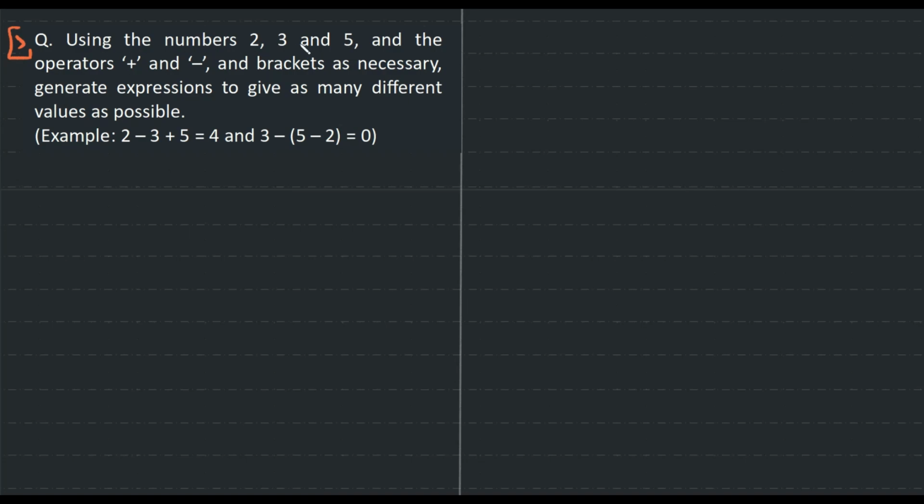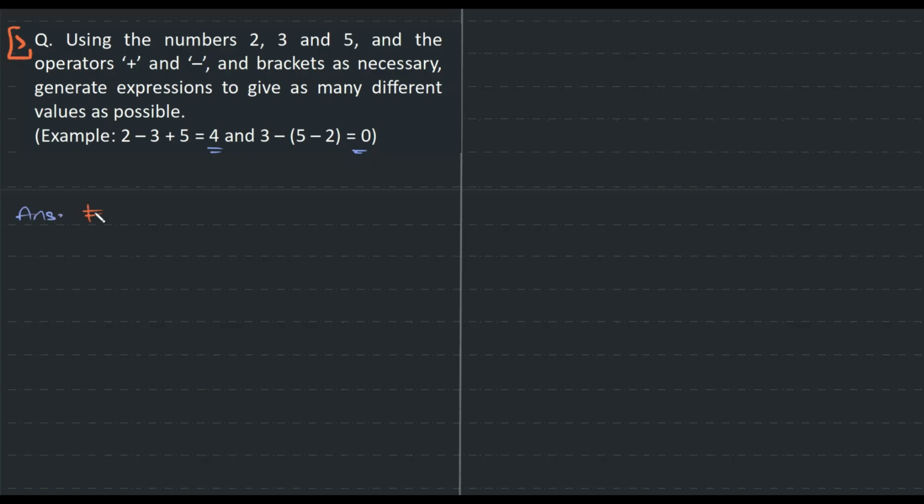Using the numbers 2, 3 and 5 and the operations of positive, that is addition and subtraction, and brackets as necessary, generate expressions to give as many different values as possible. So they have already given us an example. We have 4 and 0. So we are trying to figure out the other set of numbers.